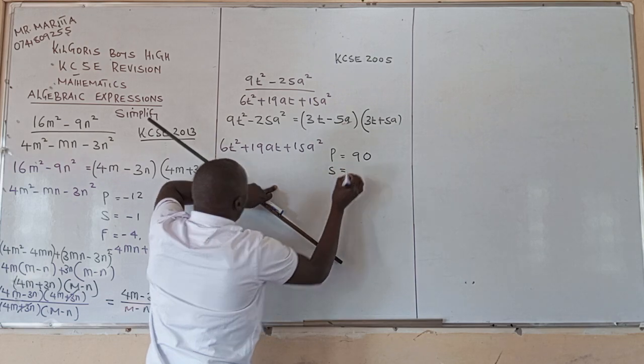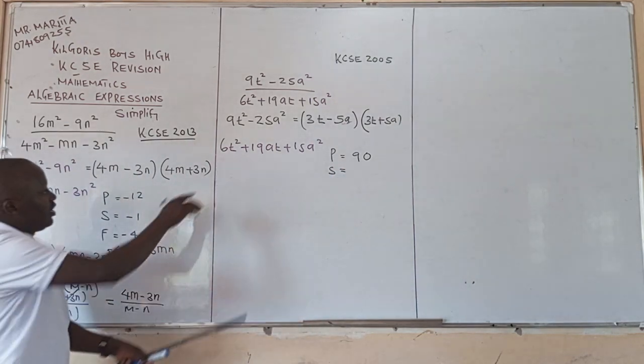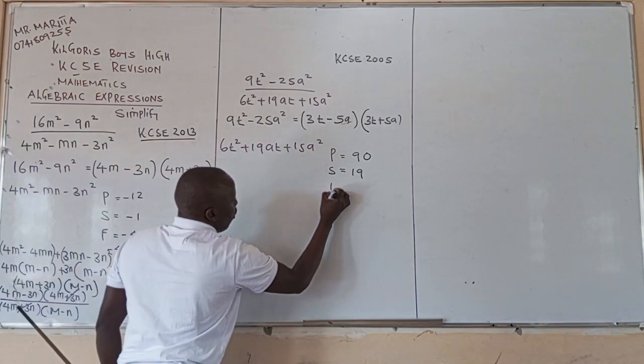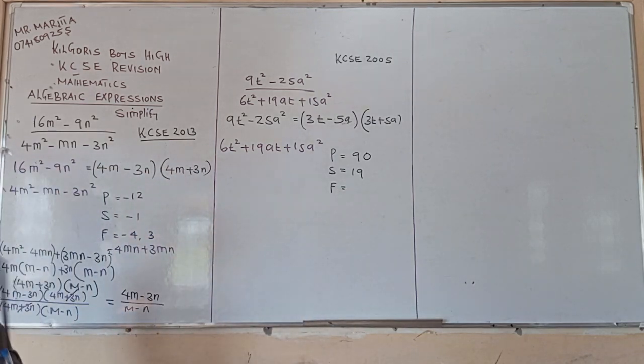Then we have the sum. Sum is the coefficient of at, and the coefficient of at is just 19. So our sum is equivalent to 19. Now what are the factors? Factors in this case, you find the two numbers.